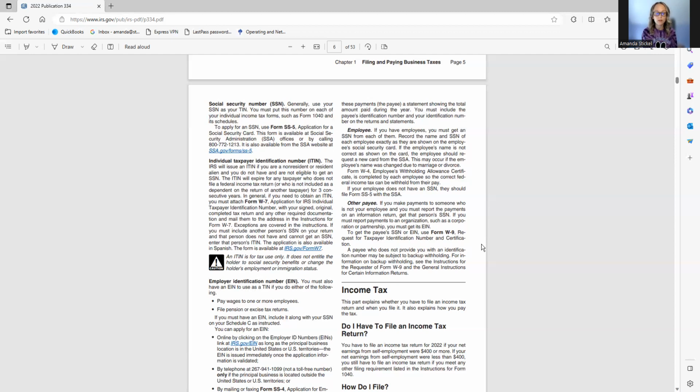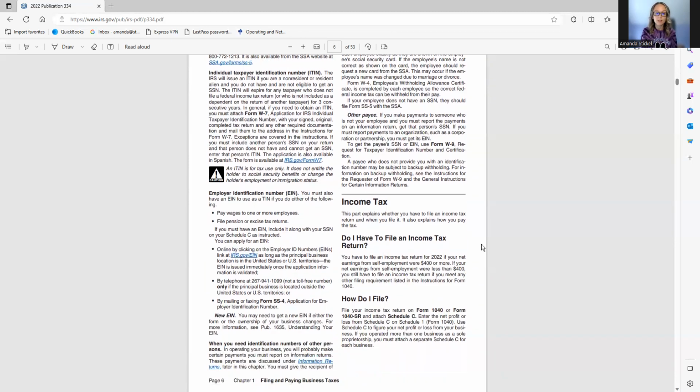If you must include another person's Social Security number on your return and that person does not have and cannot get a Social Security number, enter that person's ITIN. This application is also available in Spanish. Caution: an ITIN is for tax use only. It does not entitle the holder to Social Security benefits or change the holder's employment or immigration status.